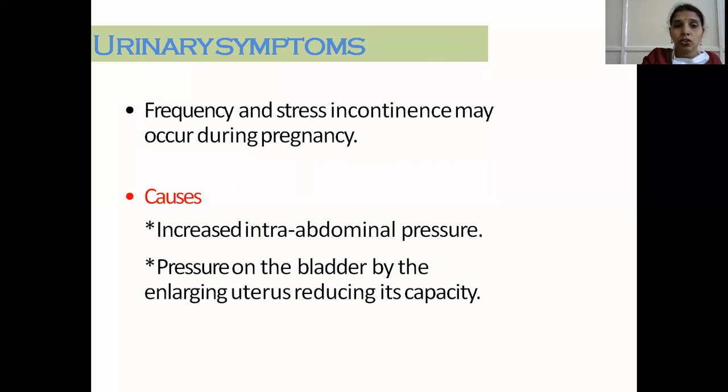Urinary symptoms. Frequency and stress incontinence may occur during pregnancy. In early weeks, there is increased frequency due to the enlarging uterus, which is a pelvic organ until 12 weeks. In the first trimester, the enlarging uterus compresses the bladder and increases frequency. But in the second trimester, it will return to normal. In the third trimester, again because of the growing uterus, the abdominal pressure increases, so there is increased frequency and stress incontinence.